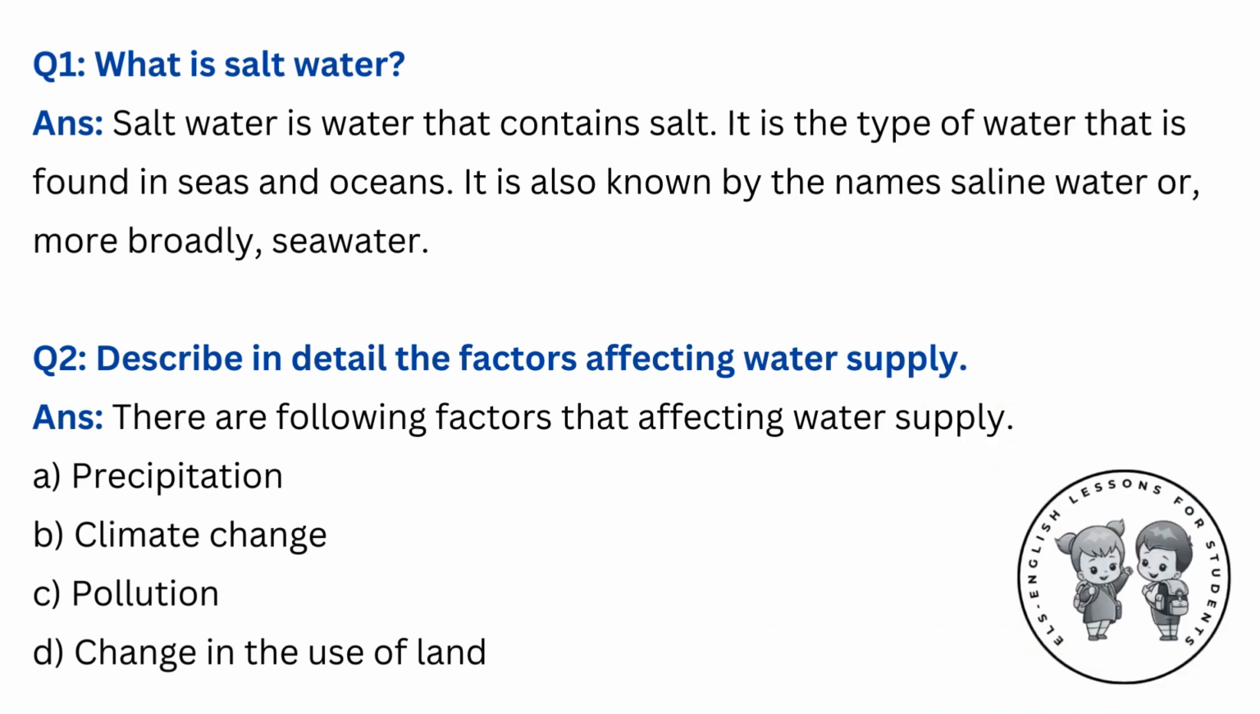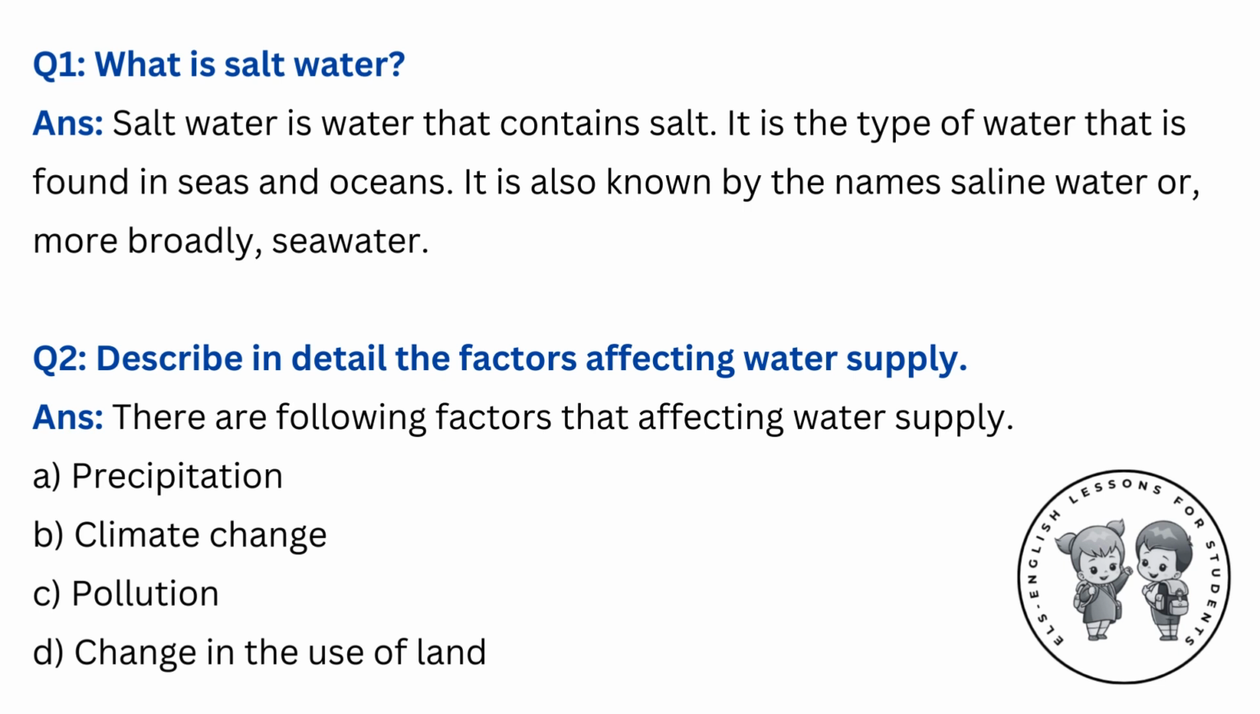Question 1. What is salt water? Answer. Salt water is water that contains salt. It is the type of water that is found in seas and oceans. It is also known by the names saline water or, more broadly, seawater.